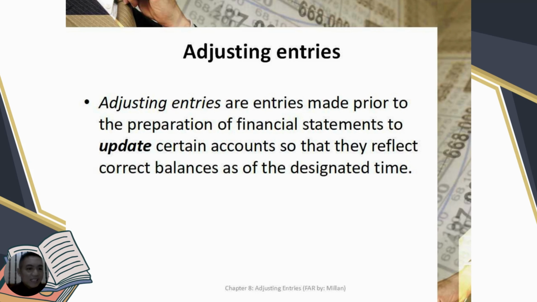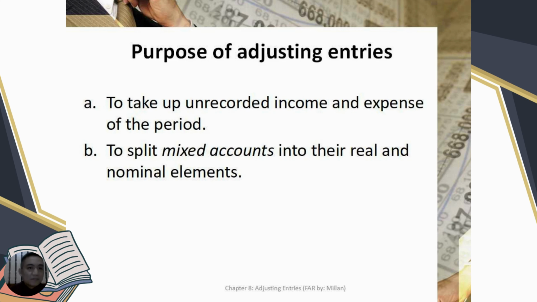So how do we define adjusting entries? Adjusting entries are entries made prior to the preparation of financial statements to update certain accounts so that they reflect correct balances as of the designated time. As you can see from the definition, the word update is in bold, so that the account balances of the different accounts are updated to the correct amounts.